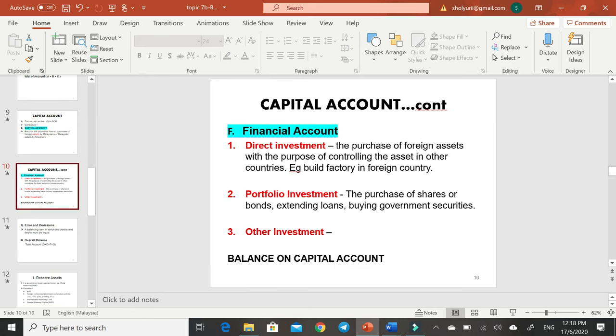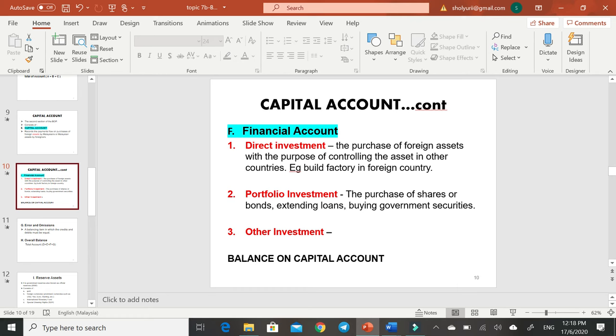But untuk yang sini, direct investment ni maksudnya the purchase of foreign asset with the purpose of controlling the asset in other country. Example, we build up factory in a foreign country. So saya, Malaysian investors, I have lots of money, I don't want to build up factory inside Malaysia because Malaysia, kalau saya upah rakyat Malaysia bekerja, dia kena ada gaji minima. So cost untuk menghasilkan barang tinggi. So saya tak nak buat produk tu di Malaysia, saya nak buat produk saya di Indonesia.